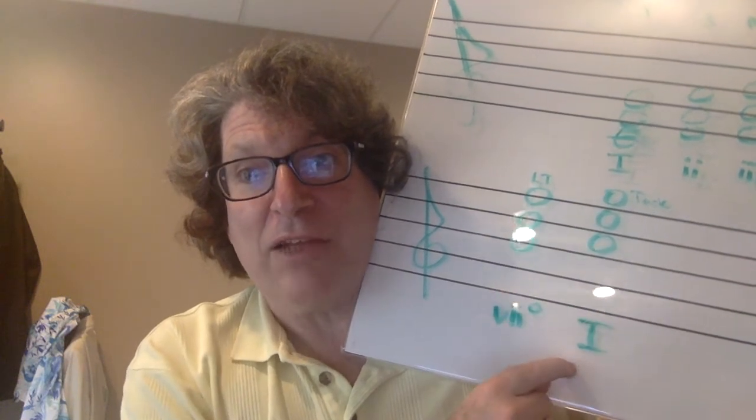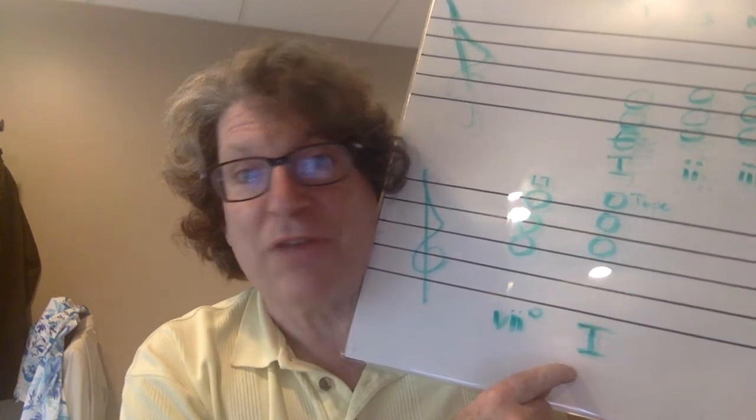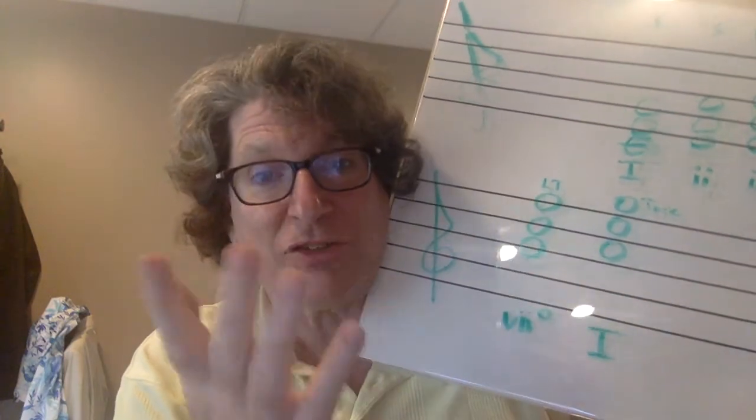We don't have an 8. 8 is 1 again. That's C again. So we go 7 and then we go 1. Tonic, and start all over again.